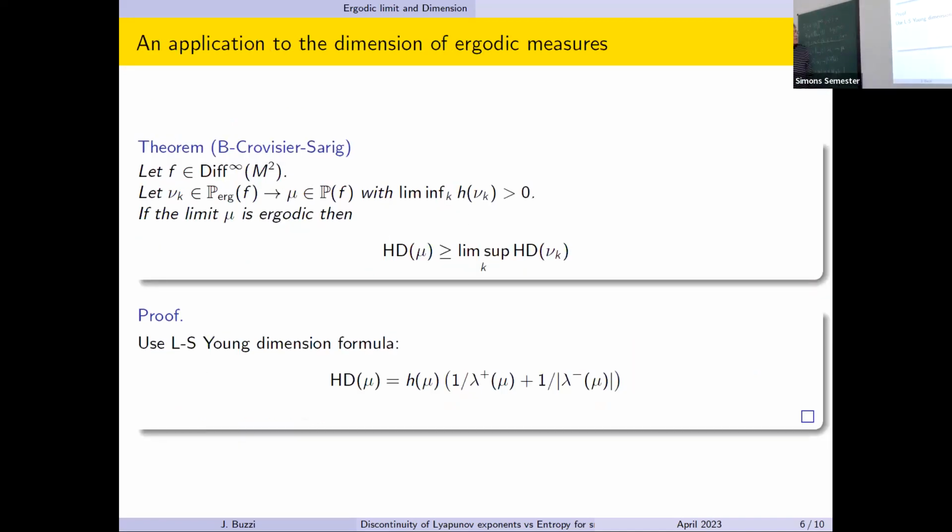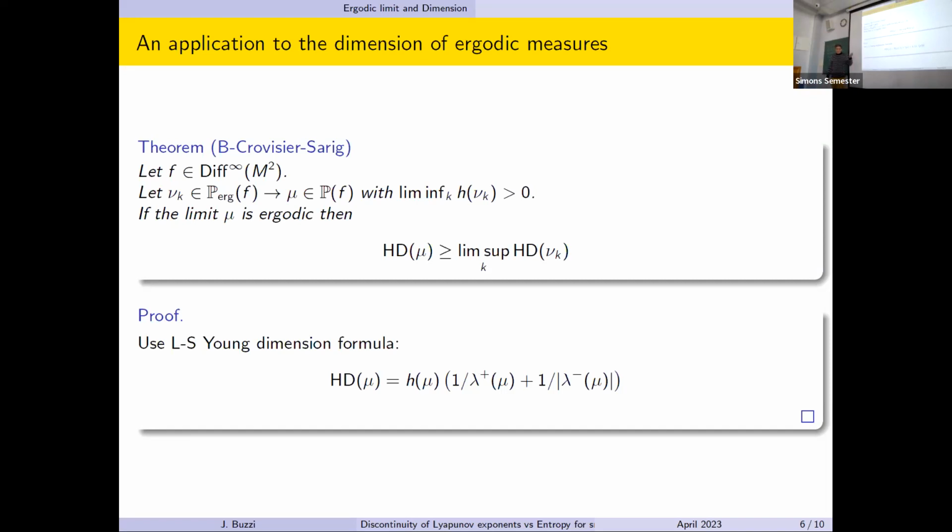So a corollary of this is upper semi-continuity of the Hausdorff dimension of measures. You have two restrictions which are really limitations. One is that we have to bound the entropy away from zero. If the entropy decays to zero, we can say nothing. And it is only about ergodic measures.